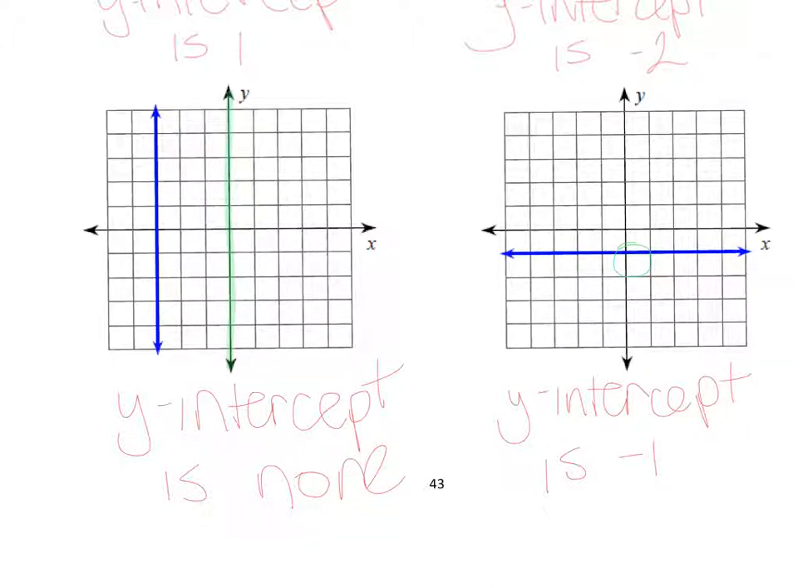Now, for these four, I wrote y-intercept is. In another video, you're going to get a variable that stands for the y-intercept. It's not y. It's kind of a random variable, but going forward, you'll be able to use that variable to indicate what the y-intercept is.